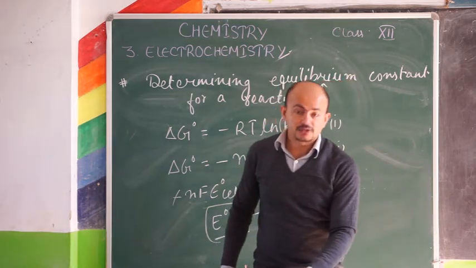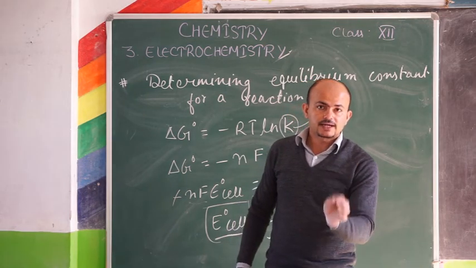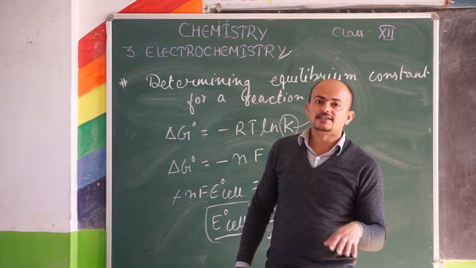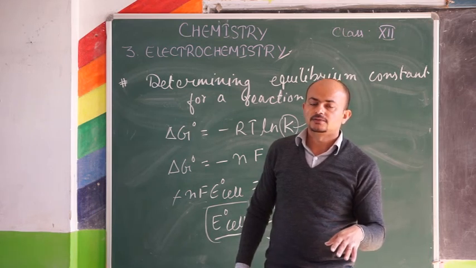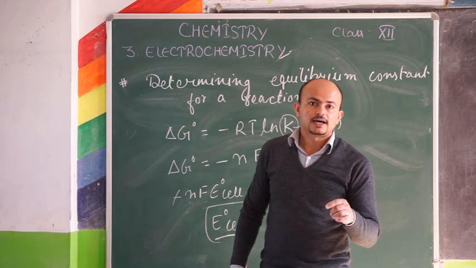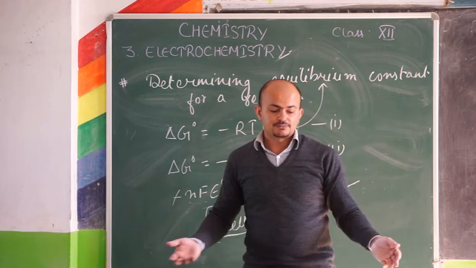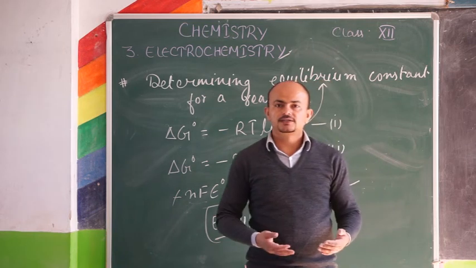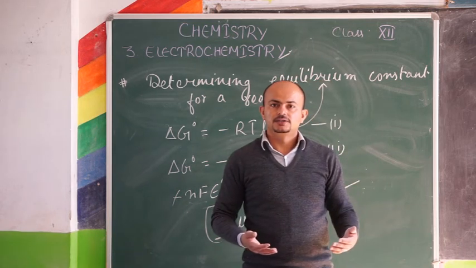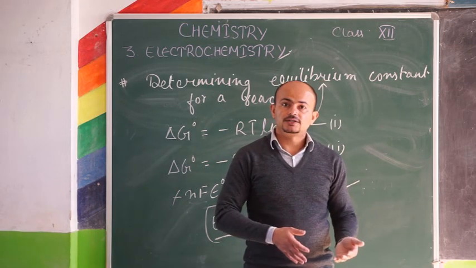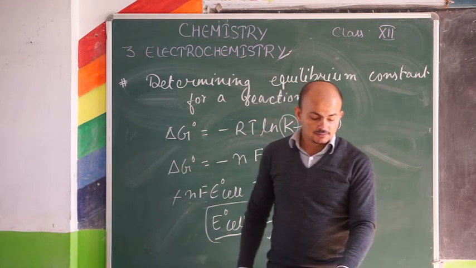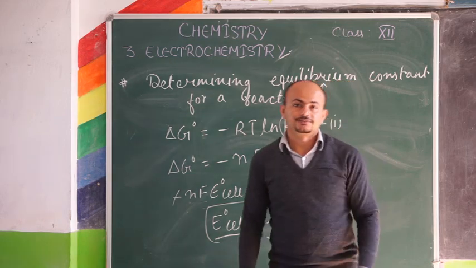Please practice them properly. Whatever I have told you, if you remember it, you will be able to do it. You will find electrochemistry very simple. Please follow whatever I have told you, and keep practicing. There are certain numericals and problems in your book. Practice them properly, and with this knowledge, in the next video we will be discussing the Nernst equation. Thank you.